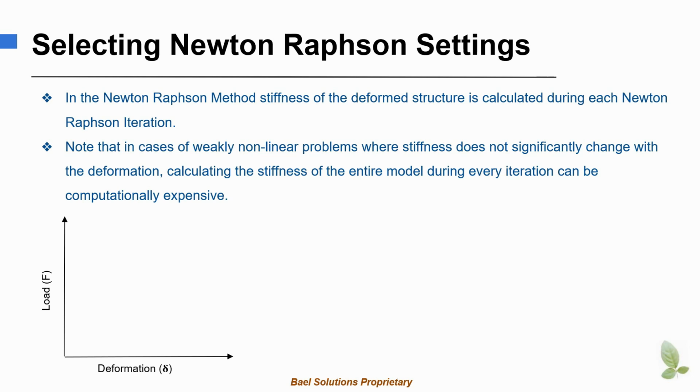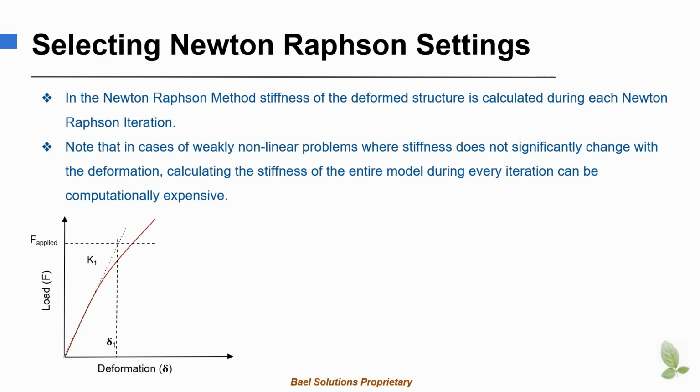Consider a load deformation curve of a weakly nonlinear structure plotted on the load versus deformation axis. Let F applied be the load applied on the structure. In the modified Newton Raphson method, stiffness K1 is calculated at the beginning of the solution. This stiffness is used to calculate the deformation in the structure, delta, and the reaction forces in the first iteration.